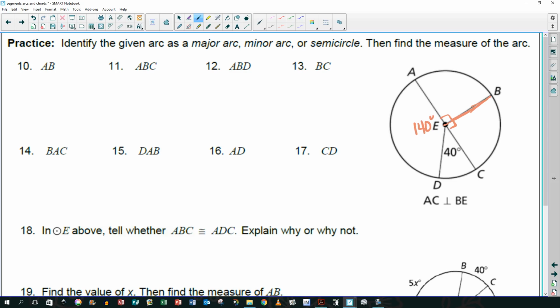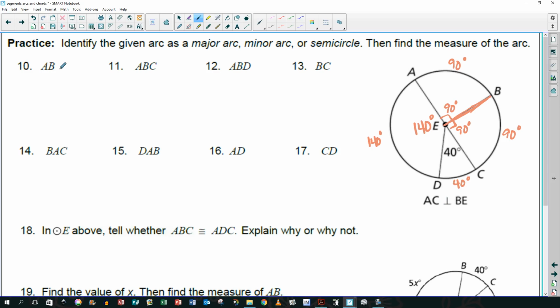So just remember that the measure of the angle, since it's a central angle, is the same measure as the arc. So this is 90 degrees, this is 90 degrees, this is 40 degrees, and this is 140 degrees, and I just caught this here. AC is perpendicular, so AC is perpendicular to BE. Totally missed that.